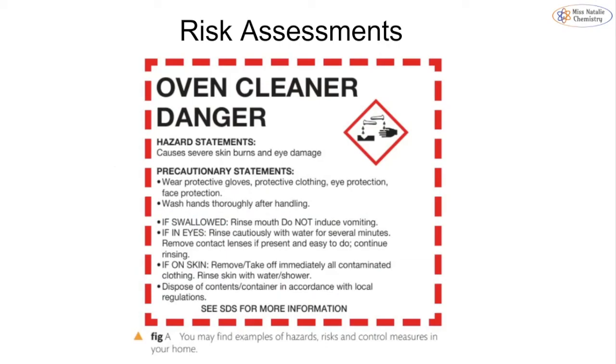So this is an example of a risk assessment of hazards, risks and control measures, and you may find some of this even in things within your home. So we've got oven cleaner, and we're saying that this is a corrosive substance.